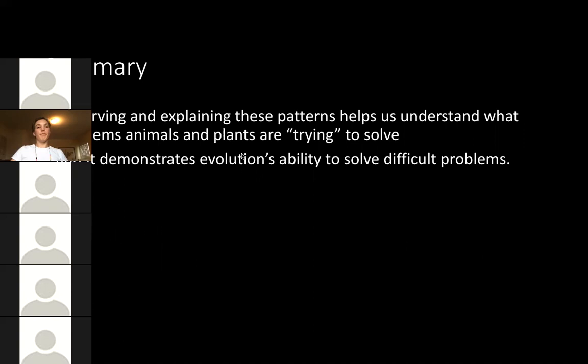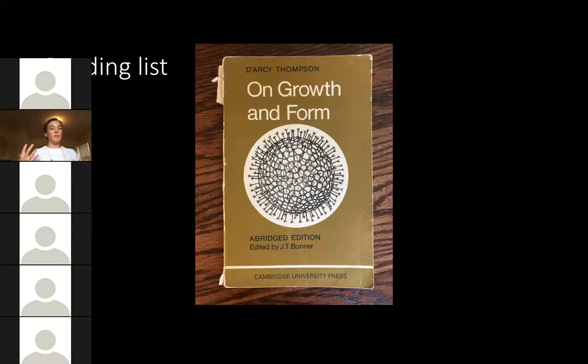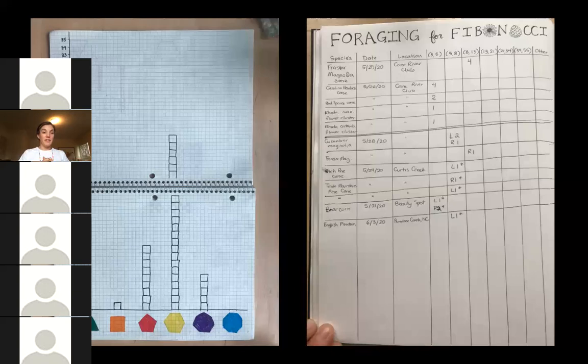I like to end a lot of my talks with a reading list. I'm actually kind of disappointed in the literature on this topic. I've browsed through a number of books and haven't found any that I really love on these two patterns in particular, but this is a classic that doesn't talk a lot about these patterns, but it talks a lot about other ways that mathematics and physics can help you understand the forms that are out there in nature. And I would love to know if you have a different recommendation. And I would also love if you went out and did some of these activities for yourself, and I would love to see what you find.